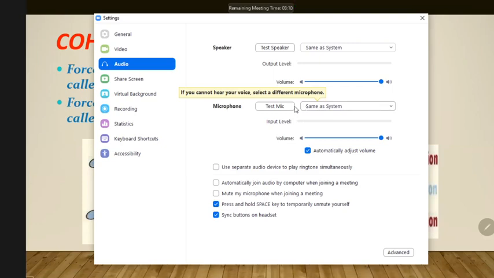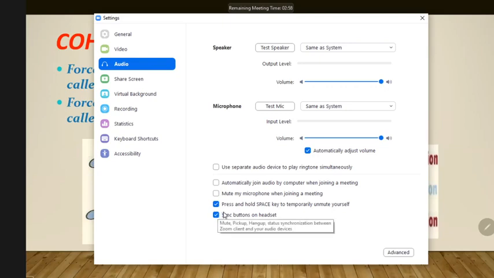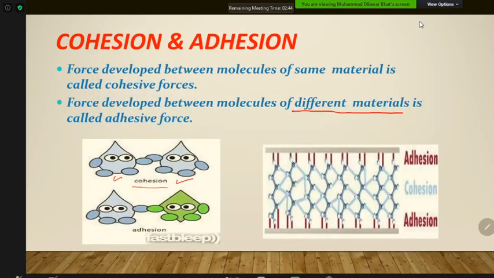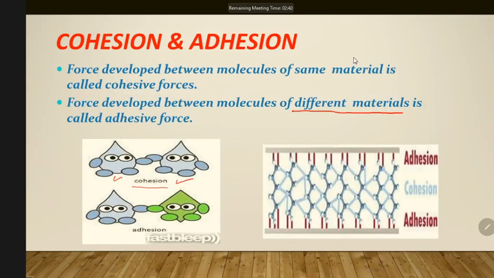Fine. From the first picture itself, you can see the same molecules of any material, when there is a force of attraction between them, they are associated together. They are plugged together. Then that is called cohesion. And if we have particles or molecules of different materials, then that is called adhesion.